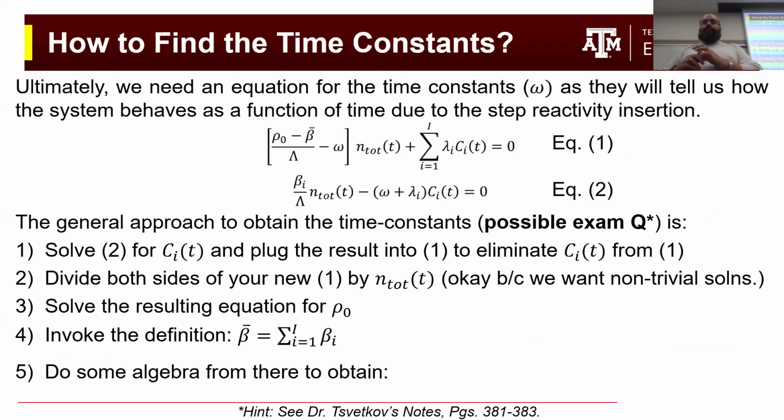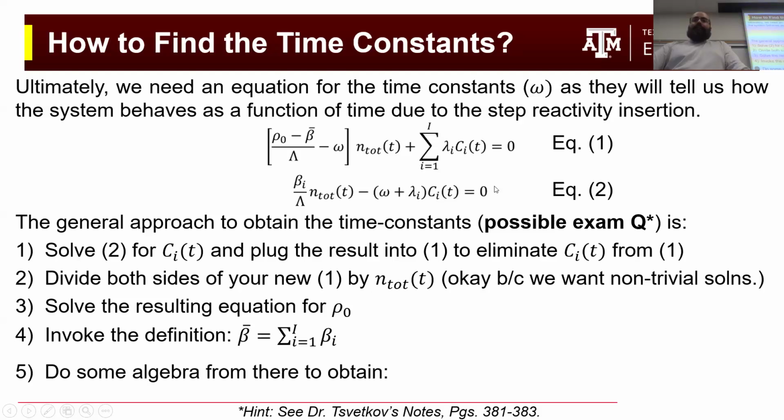But what we can do instead is use another approach to find what these time constants are. Ultimately, we're going to take these equations after we substitute in that exponential form, but before we put it in matrix form, and do a different approach. We're going to notice that in equation 2, we could get Ci of t by itself. We're going to take equation 2 and isolate Ci of t.